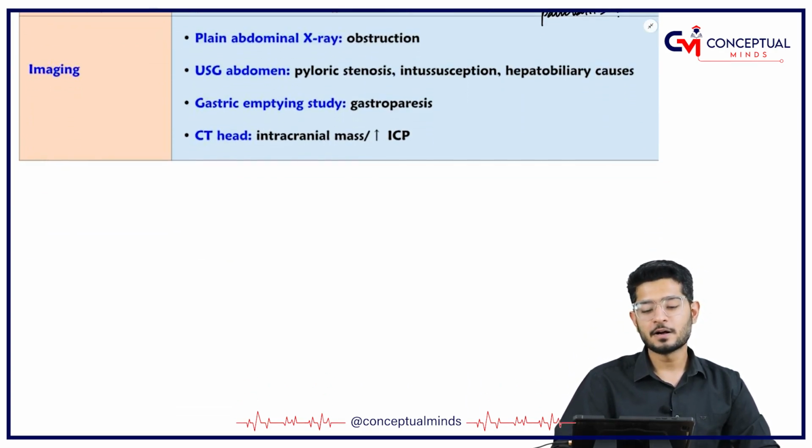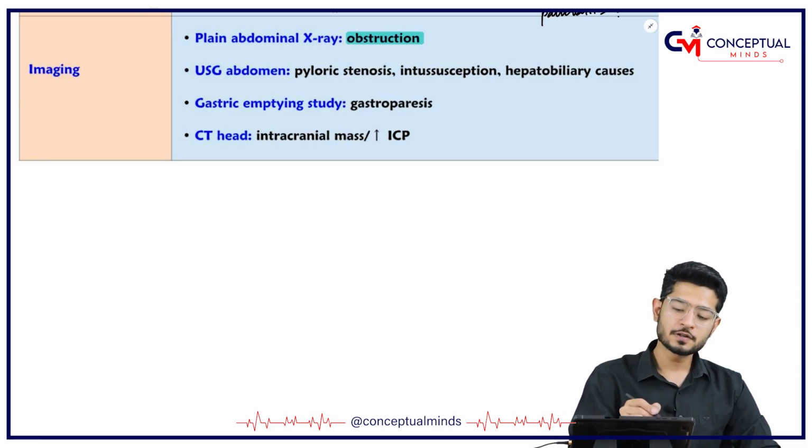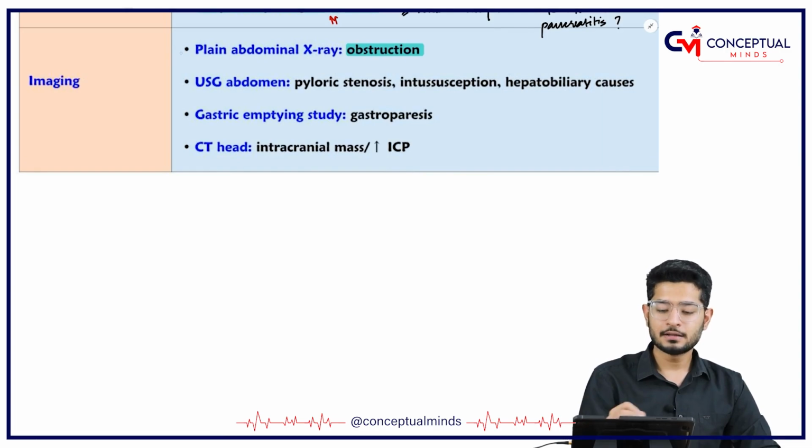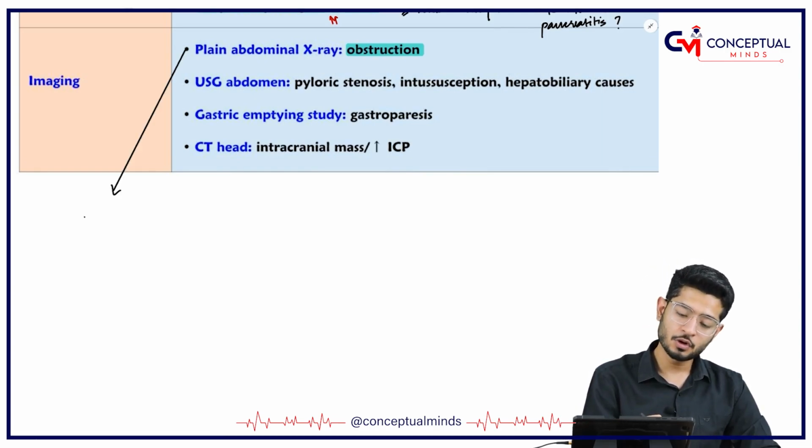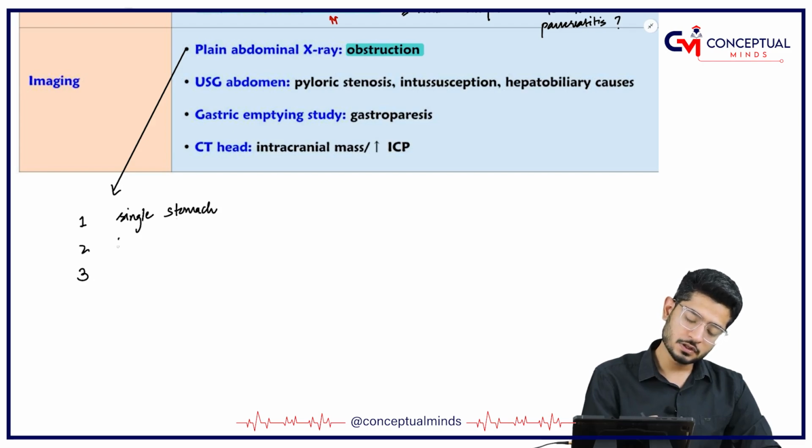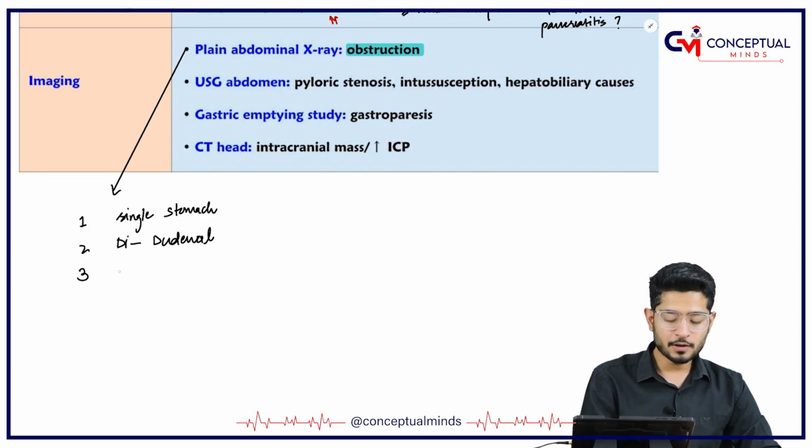So please understand obstruction. If you suspect obstruction, of course you will perform a plain abdominal X-ray, and I think from the previous classes, you know, like 1, 2, 3. Single bubble sign is stomach obstruction. Second, 2 means double bubble sign, duodenal obstruction. Then you have got 3, which is seen in jejunal obstruction. So duodenal obstruction, jejunal obstruction, all these are important.